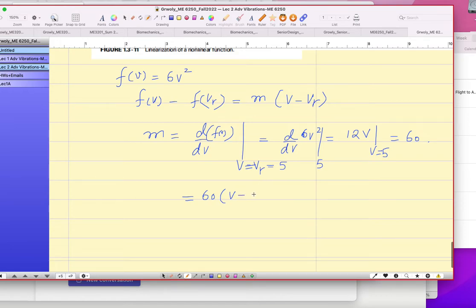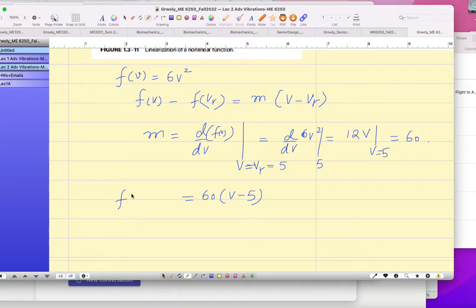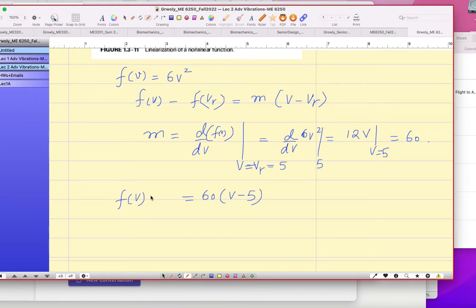In our case, what is vr? 5, which is the point at which the linearization is occurring, the equilibrium point. And f of v is our new function, minus f of vr, which is the function 6 times v square at the equilibrium point, which is 5. So I can write 6 times 5 square. What is this equal to? 125, correct?